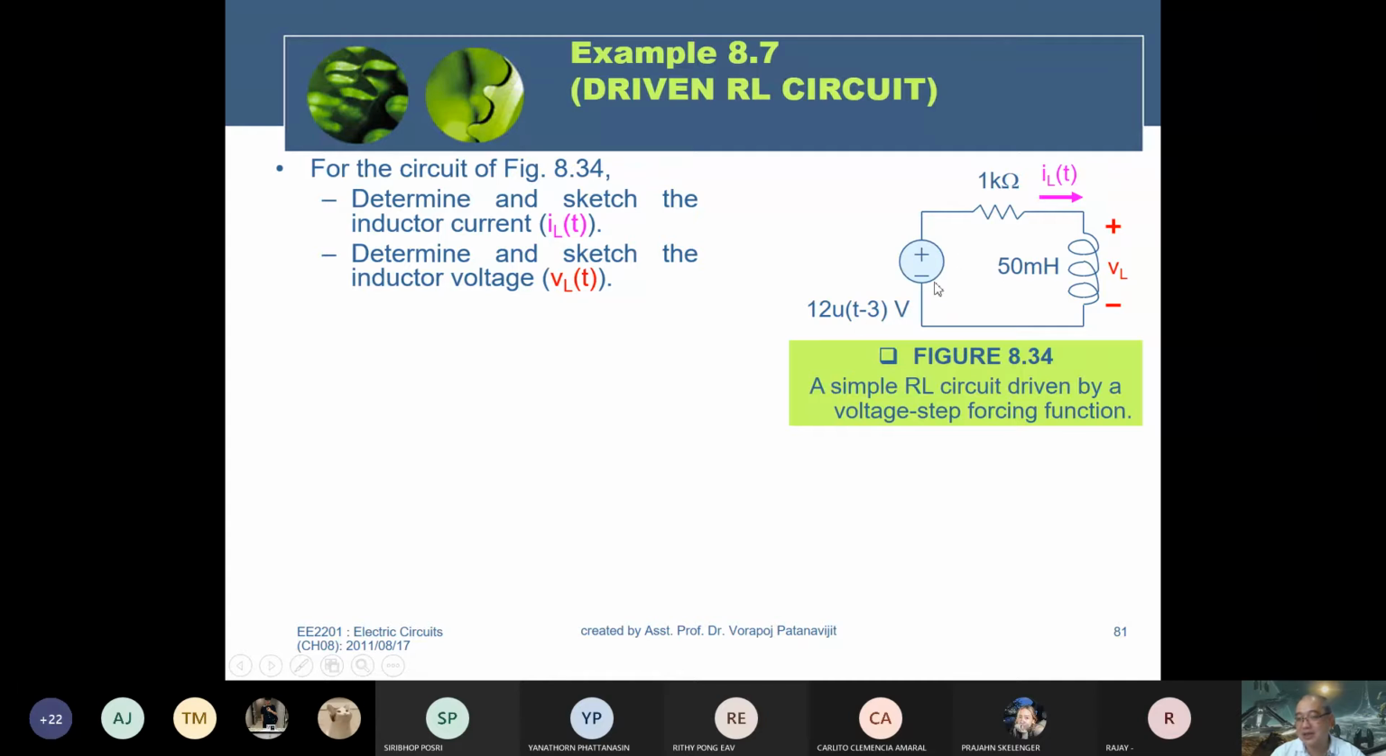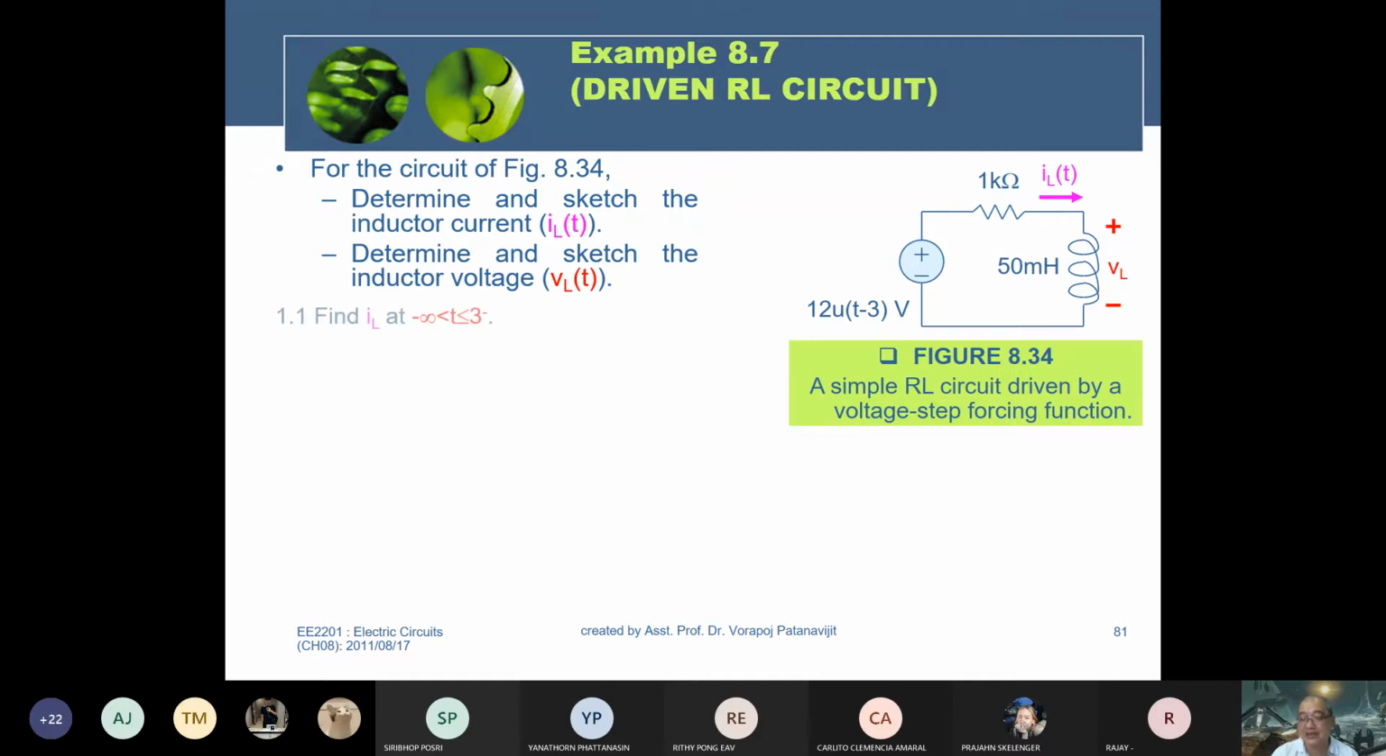The source is equal to 12 volts. If the source is fixed at 12 volts, it means that at time infinity there is a source that is not 0. It is classified as the driving case, a driven RL circuit. Now, for the driven RL circuit, you must determine IL first.